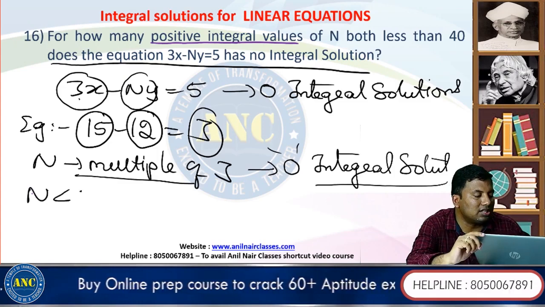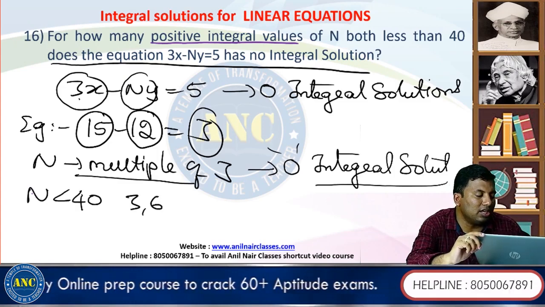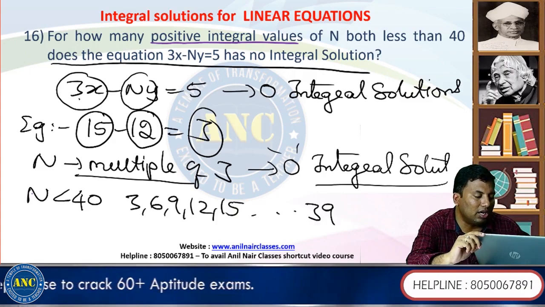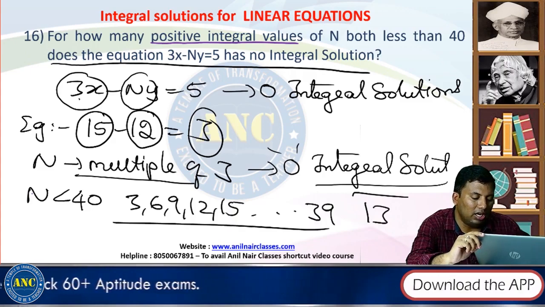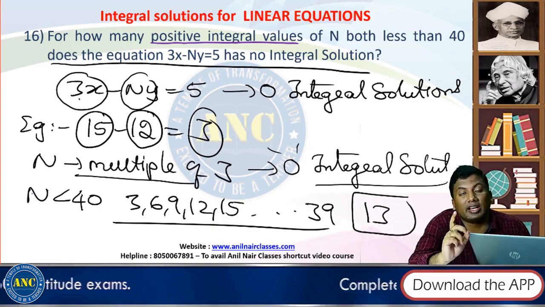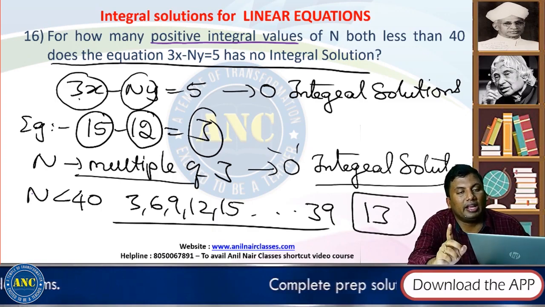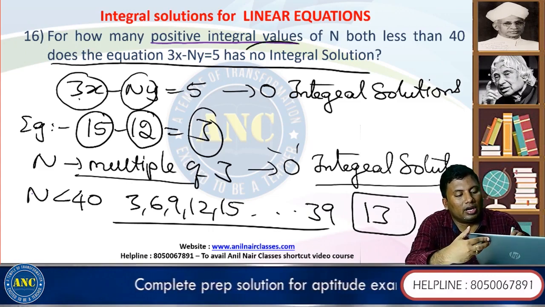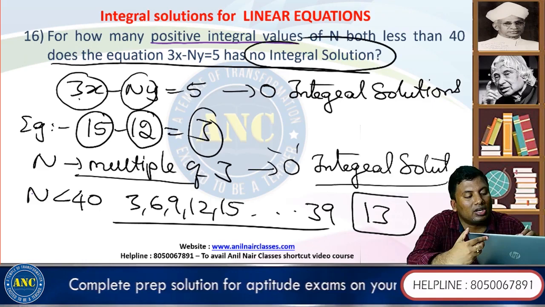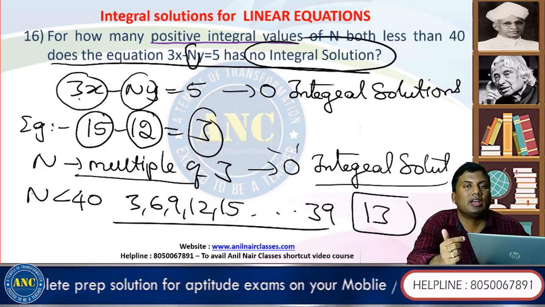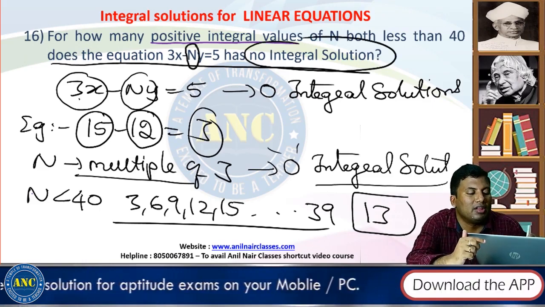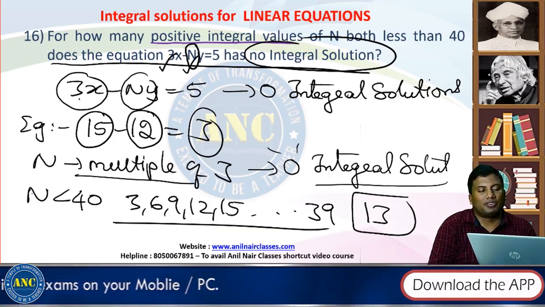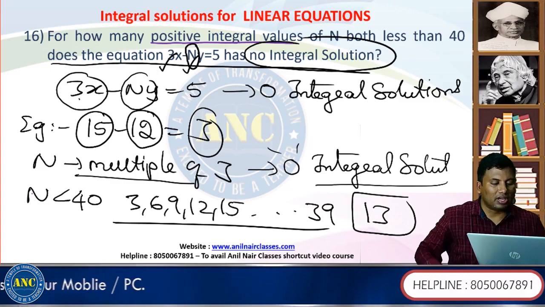n is less than 40, so n will be 3, 6, 9, 12, 15 and so on up to 39. Total 13 values n cannot take. If it takes them, there will be no integral solution. I hope it is clear. If n is a multiple of 3, the left side is a multiple of 3, but 5 is not a multiple of 3. Idea clear?